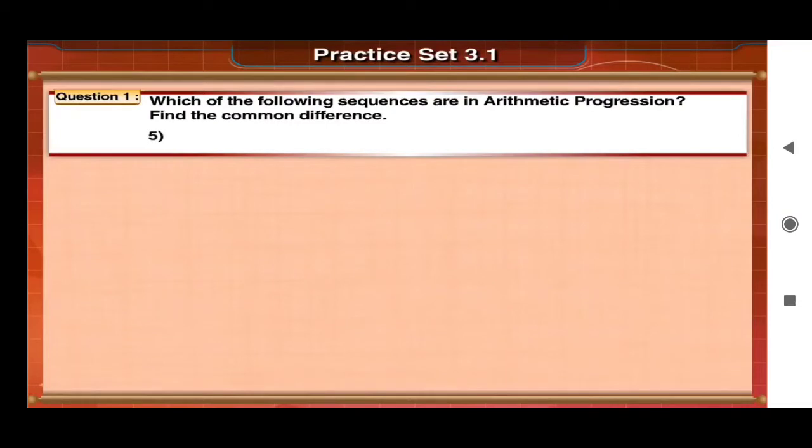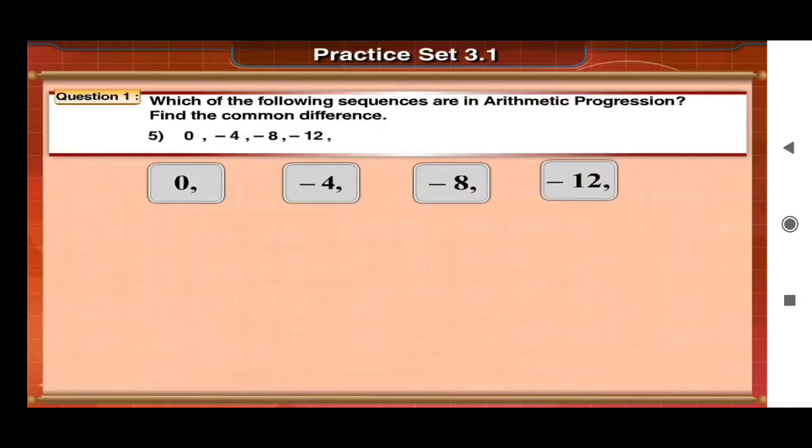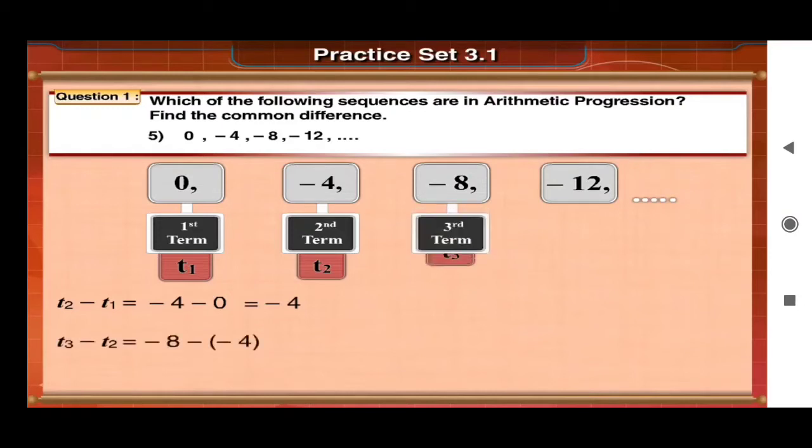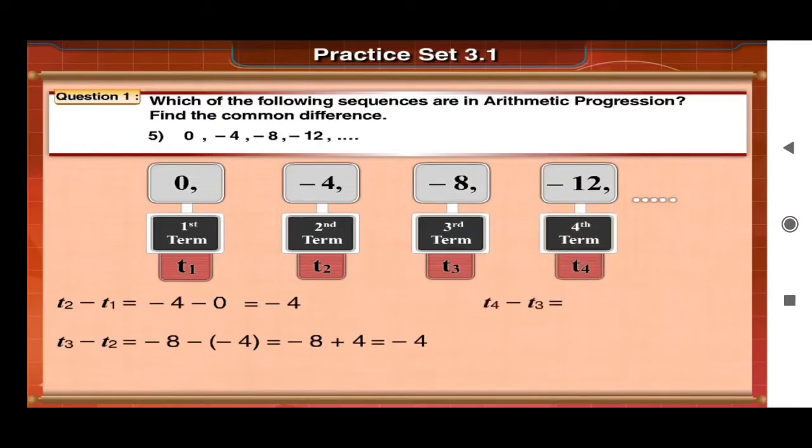Five. 0, minus 4, minus 8, minus 12, and so on. The first term here is T1, that is equal to 0. The second term is minus 4. Minus 4 minus 0 is equal to minus 4. T3 minus T2 is minus 8 plus 4, that is equal to minus 4. T4 minus T3 is equal to minus 12 minus minus 8, that is equal to minus 4, and so on.